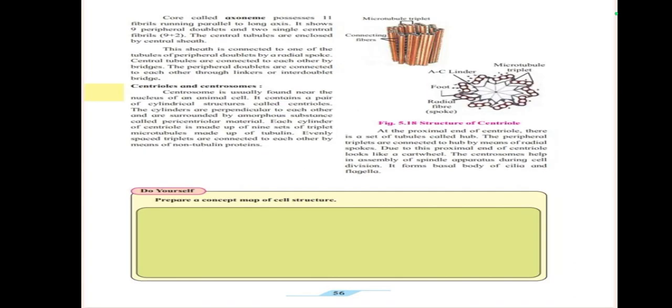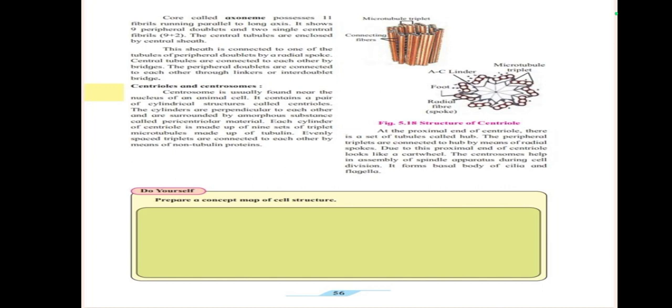The core, called axoneme, possesses 11 fibrils running parallel to the long axis: 9 peripheral doublets and 2 single central fibrils, the 9 plus 2 arrangement. The central tubules are enclosed by a central sheath. This sheath is connected to one of the tubules of the peripheral doublets by a radial spoke. Central tubules are connected to each other by bridges. The peripheral doublets are connected to each other through linkers or interdoublet bridges.